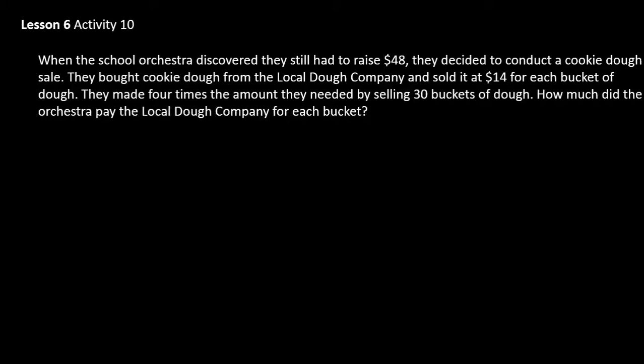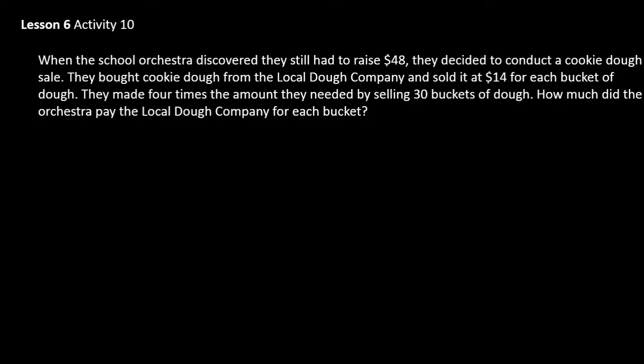Let's look at Lesson 6, Activity 10. When the school orchestra discovered that they still had to raise $48, they decided to conduct a cookie dough sale. They bought cookie dough from the local dough company and sold it at $14 per bucket. And they made 4 times the amount of money they needed by selling 30 buckets of dough. How much did the orchestra pay the local dough company for each bucket?